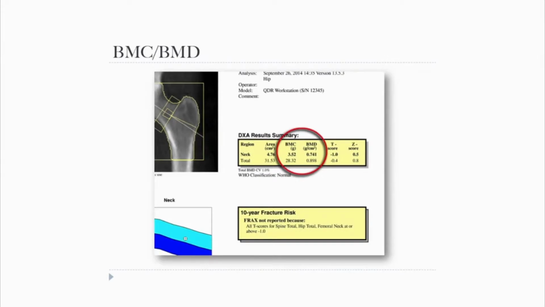You'll notice also here in the slide reporting the hip results that they talk about BMC and BMD. BMC is bone mineral content. It's another way they're estimating the substance in the bone. And the BMD, which we're more familiar with, again, is the grams per cubic centimeter.